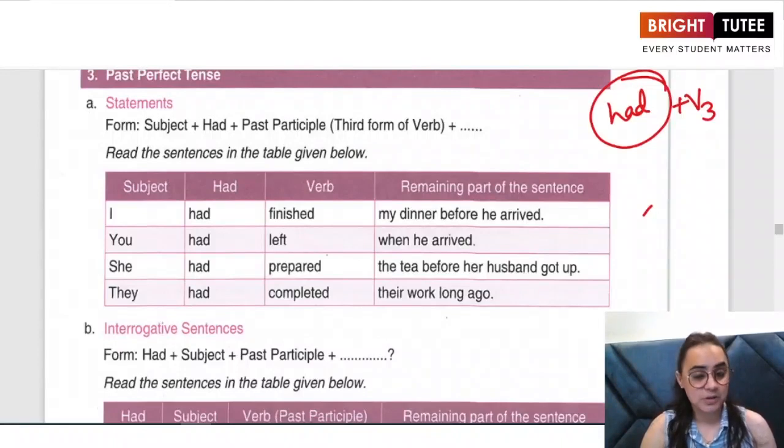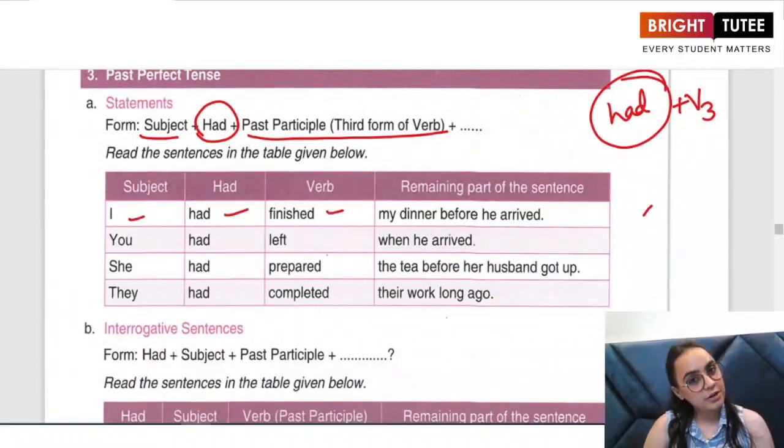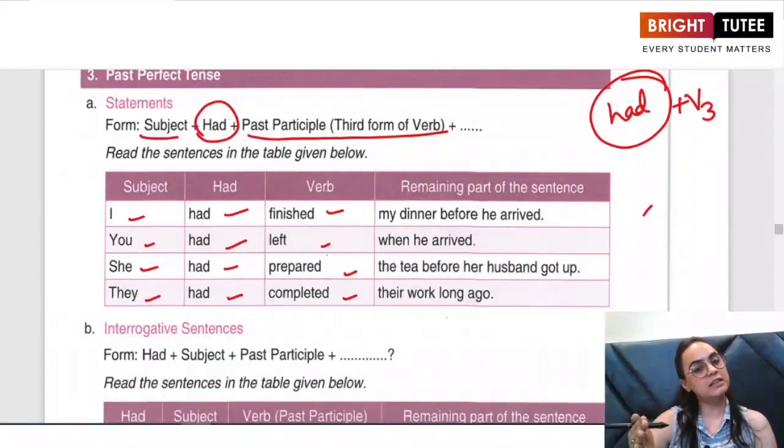So in a statement, how do we frame a sentence? Subject plus had plus the third form of the verb. For example, I had finished my dinner before he arrived. You had left when he arrived. She had prepared the tea before her husband got up. They had completed their work long ago. So, the subject plus had plus the third form of the verb and the rest of the sentence.